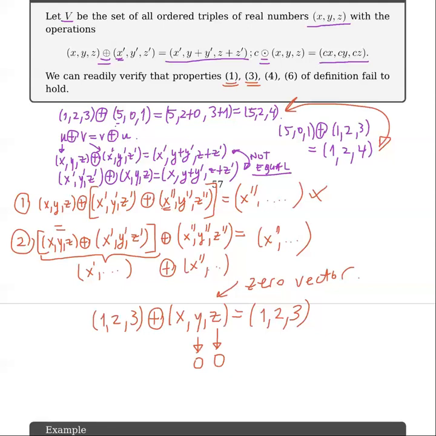Because if I add them, now for this example, what should x be to give me this number? Yes, Kramer, you're right. This should be 1 because this strange operation takes into consideration only this x prime. So (1, 2, 3) ⊕ (1, 0, 0) is (1, 2, 3). Does this mean we found the zero vector?